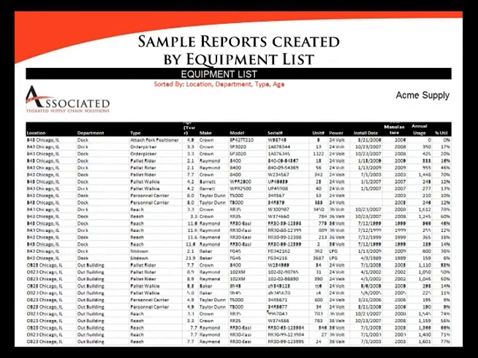This is the same report sorted in a different fashion. This one is done by location, department, type, and age. So now you can see what the fleets look like at a particular location if they're not all housed in the same building.